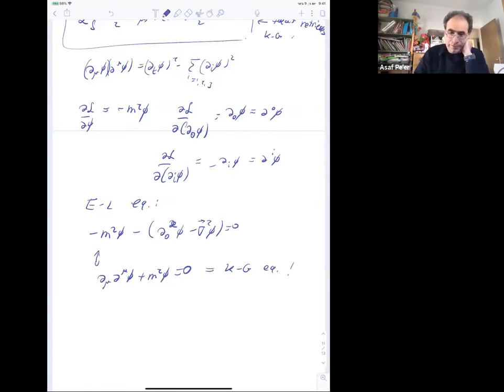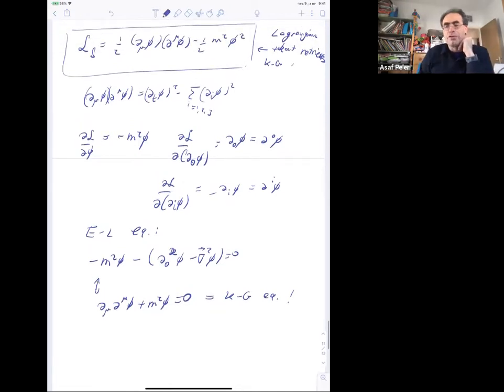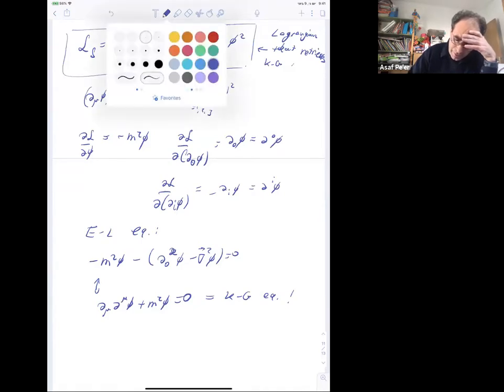For a scalar field phi, the initial choice of the Lagrangian was a good one. Now, just as a comment, which is not surprising, right?